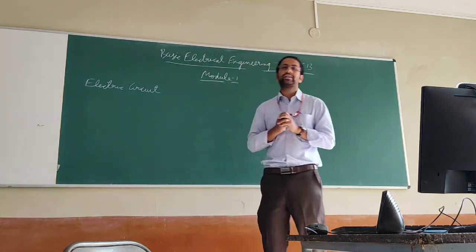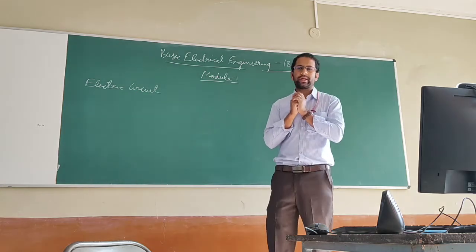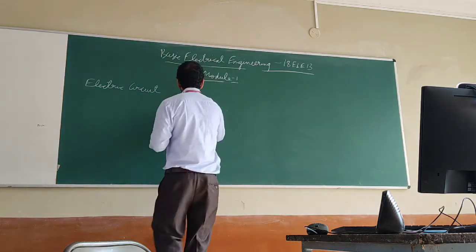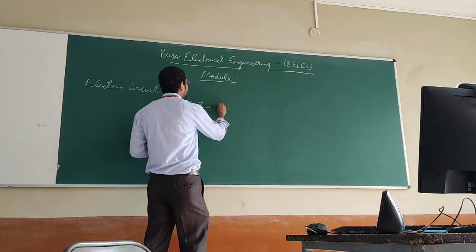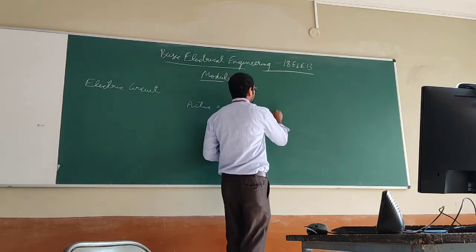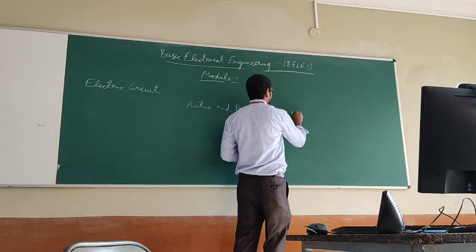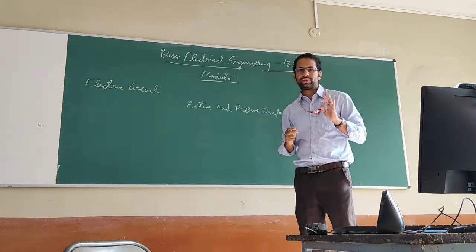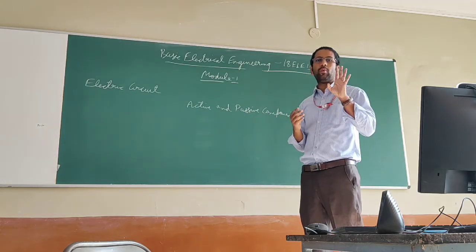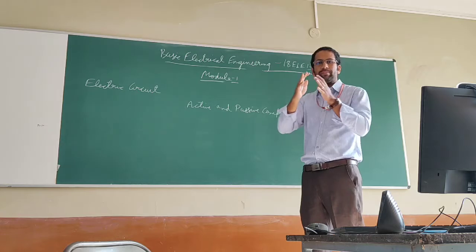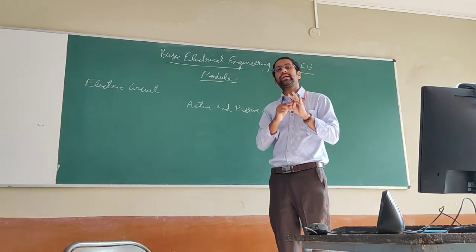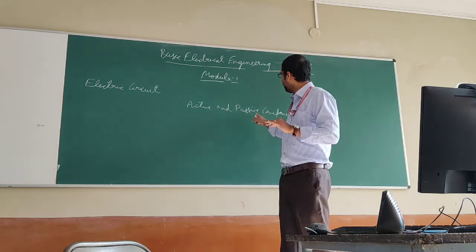Now, let's talk about electric circuit. An electric circuit generally contains active and passive components. Your voltage source, current source, the total power source, whatever they are, are the active components. Your resistors, inductors, capacitors will be your passive components.